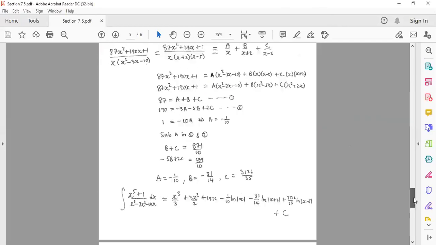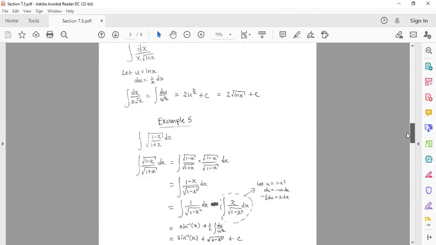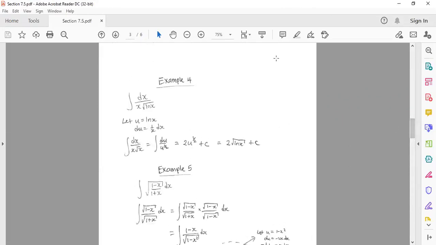Then let's see, before I talk of the homework exercise, I think there was one example that we skipped. Oh yeah, this one. So example 4, you can see it's a very short one actually.